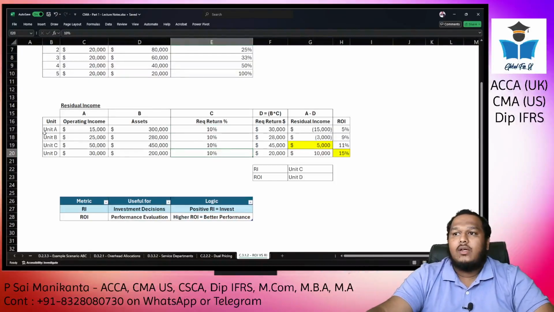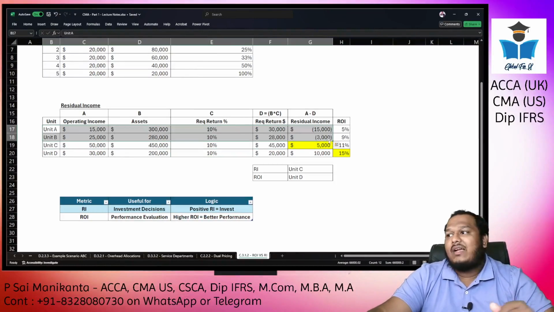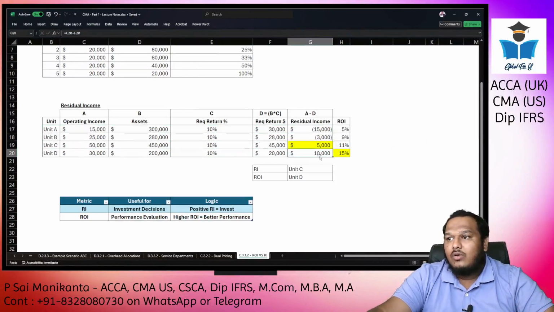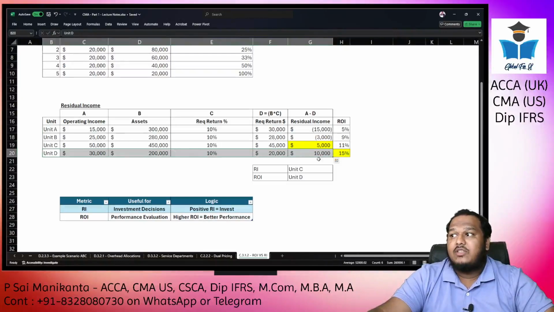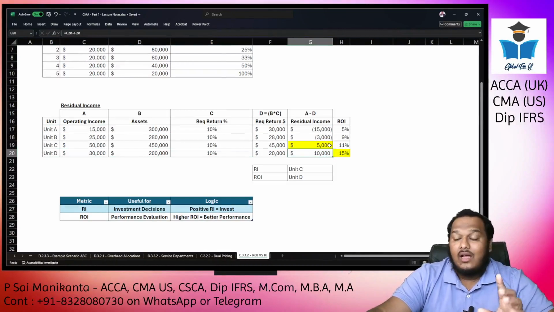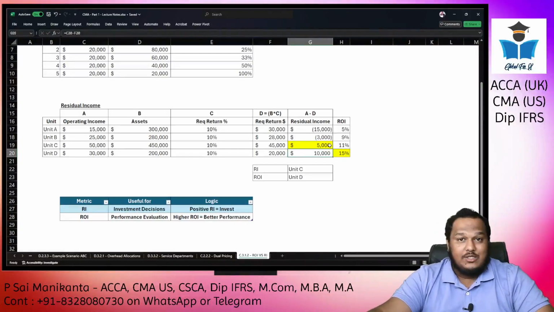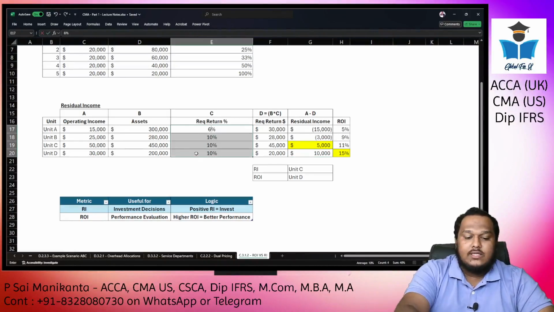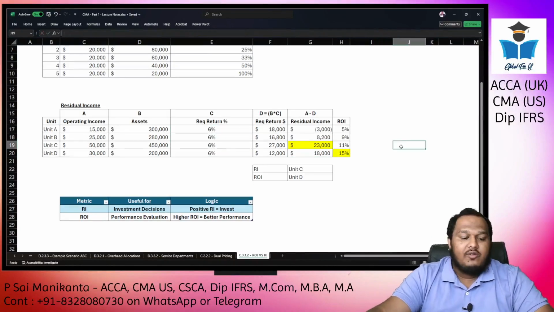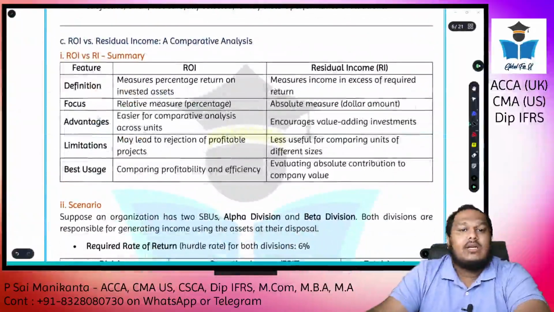Now see what is happening. Unit A and Unit B are showing negative ROIs, negative residual incomes. So we might have to shut down that business. And here now, Unit D is giving me better residual income compared to Unit C. Earlier, when I wanted 6%, Unit C gave me the highest residual income. But if I wanted 10%, Unit D is giving me more residual income. So it all depends on this percentage that you are taking here. So we have to be very careful with the performance evaluation and the choice of the required rate of return percentage. Okay, chalo. So that is about the residual income.